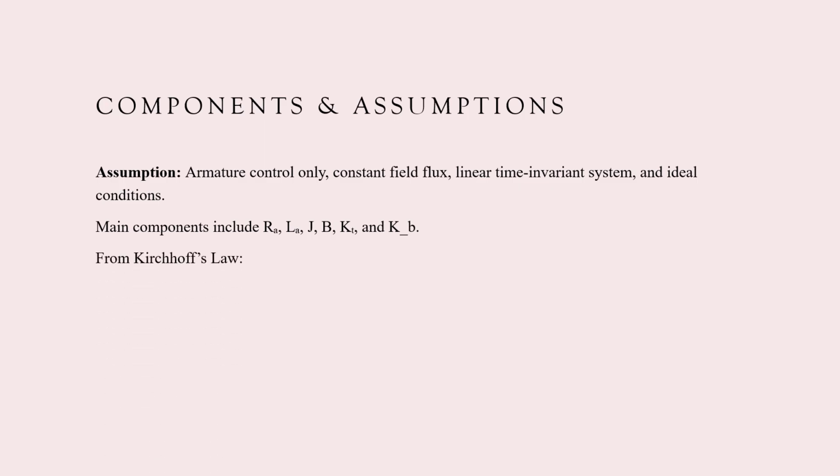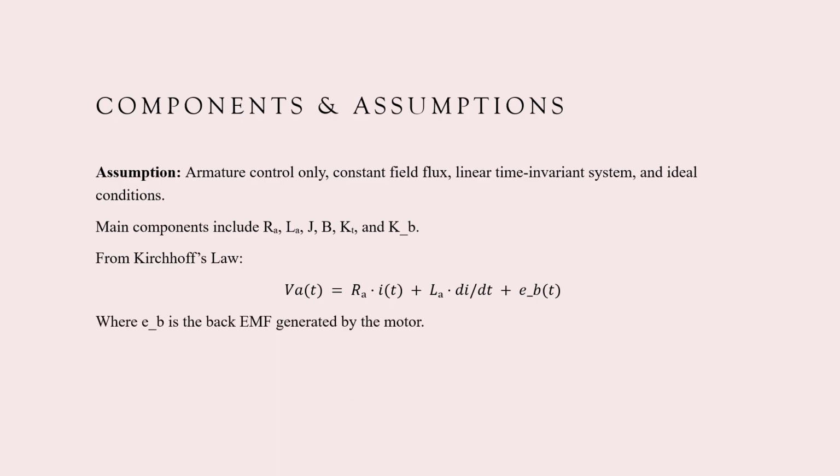Okay. And from Kirchhoff's law, what we are going to derive is this final equation. That means VA is the input voltage, RA is the resistance of the motor, and there is the inductance of the motor, and EB means the back EMF. Every motor will have a back EMF present, so we need to consider the back EMF also. EB is the back EMF generated by the motor.